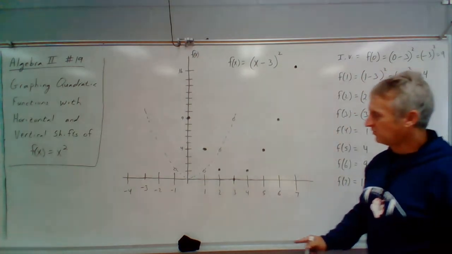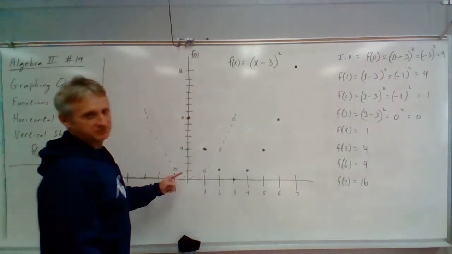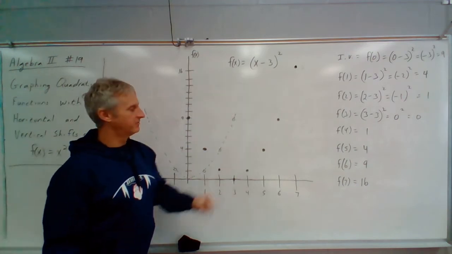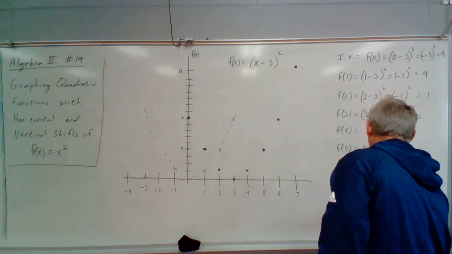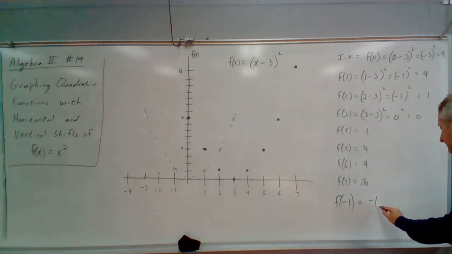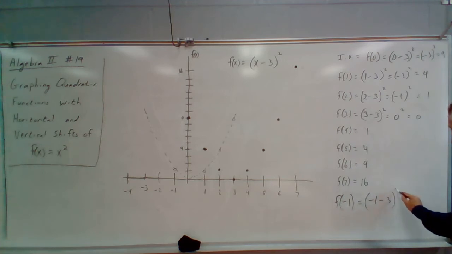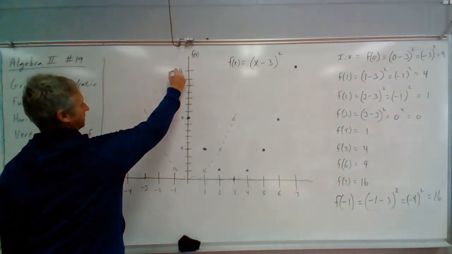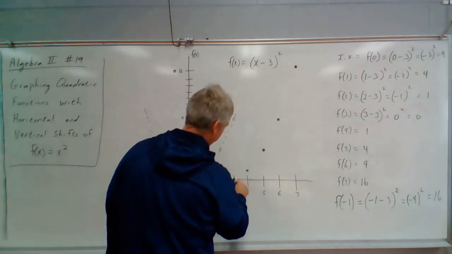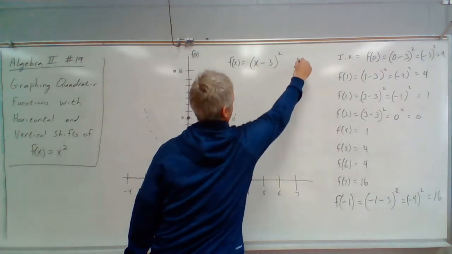All right, let's do one more. What if I plug in negative 1 to this function? We'll write it out right here. f of negative 1. So that would be negative 1 minus 3 squared. Negative 1 minus 3 is negative 4. And negative 4 squared is 16. So if I plug in negative 1, I get 16. And my parabola looks like this.